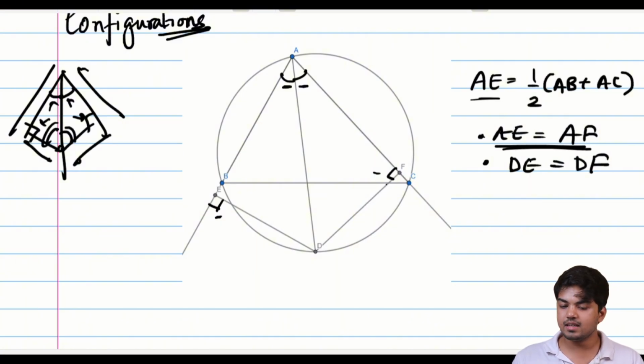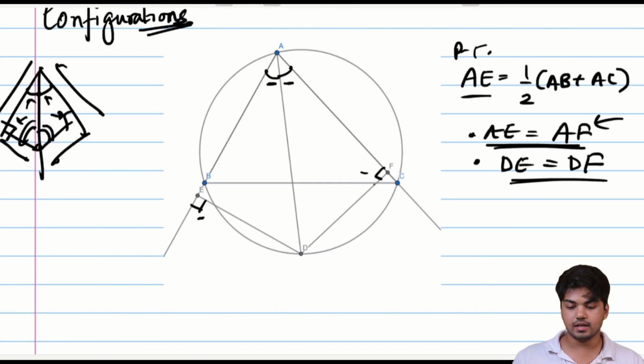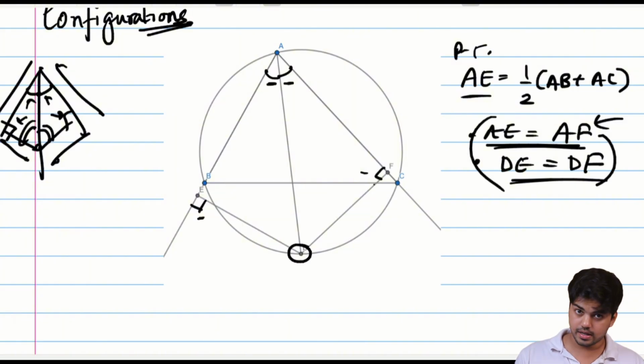Since we want to show that AE is half of AB plus AC, it's the average. So if we have some sort of a control between the two sides, that could be very helpful. And AE is equal to AF is exactly that. And we get DE is equal to DF. Doing this, you have not used the fact that D is a special point. These two facts are true for any point D on the angle bisector.